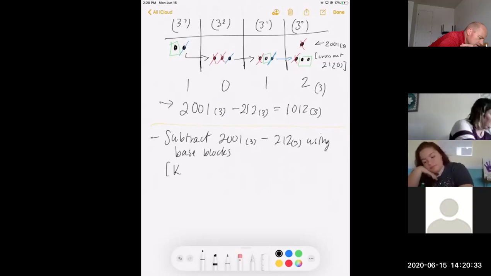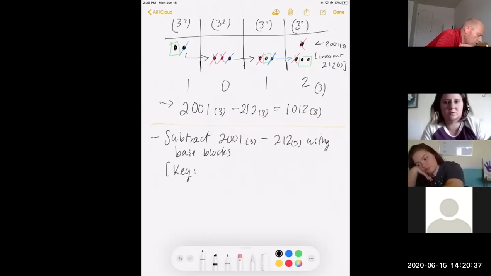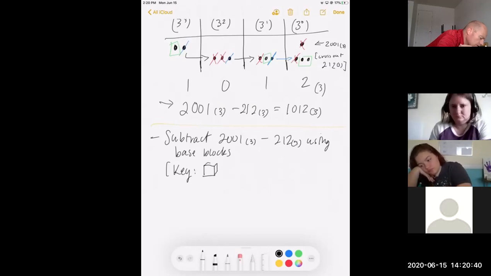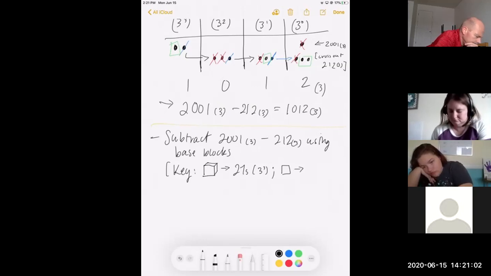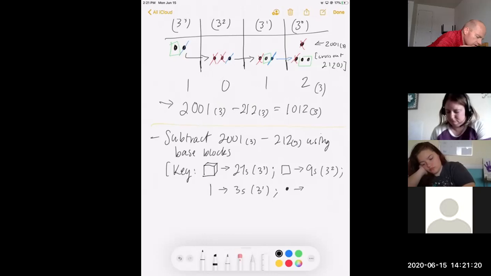Now when we do this, we need a key. And what will our big cube be in our key? 27s, or 3 cubed. Yeah, in our chip model, we were actually able to go that high. We did 27s, 3 cubed. A flat will correspond with which number do we assign to the place value? 9s, yep, 3 squared, and then our rods will correspond with 3s, a group of 3, 3 to the 1, and then our little cubes or dots will correspond with the 1s, which is 3 to the 0.